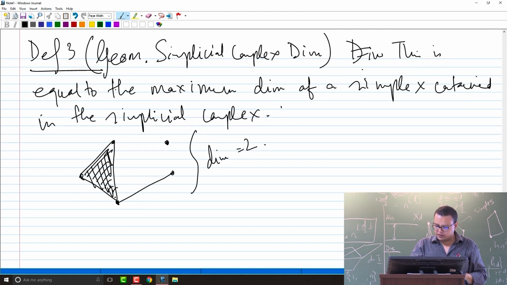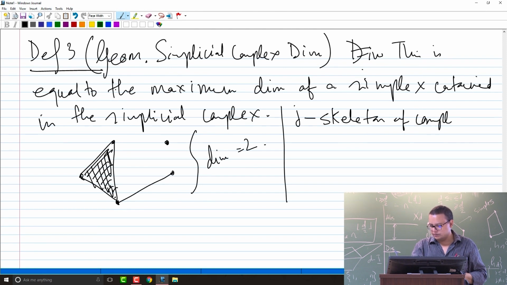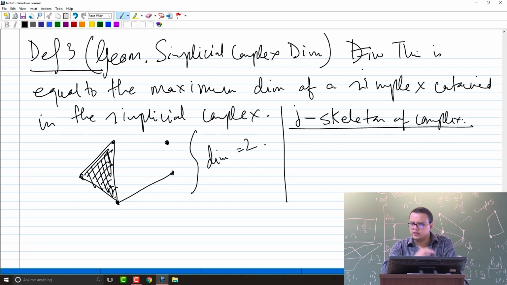So again, for a simplicial complex, you can define what is called the jth skeleton. The jth skeleton of a simplicial complex. This is what you do with this. So this is a subcomplex. It's a subset of the collection of simplices that are included in K. So I want to understand the jth skeleton of K, let's say.